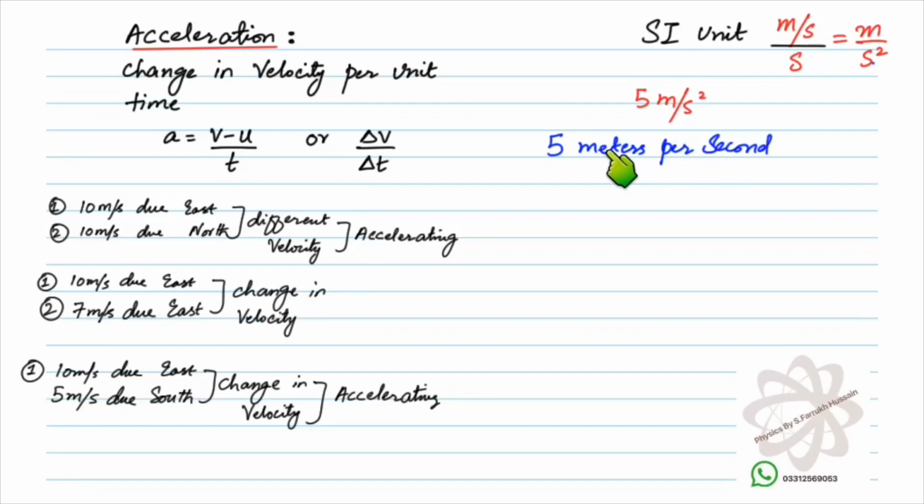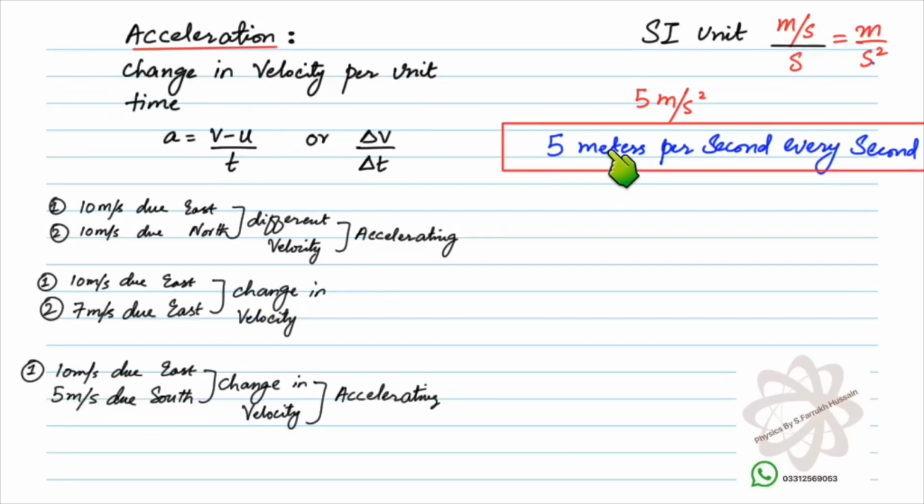every second, which means if at time 0 the speed of the object is 0, at time 1 the speed will be 5, at time 2 it will be 10, 3, 15, which means after every second the change in velocity of the object is actually 5 meters per second. 5 meters per second every second. As you can see, 5 in 1 second, 5 in the next second, and 5 in the next second. This is the concept of acceleration.